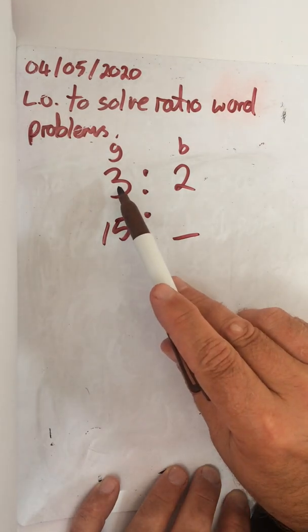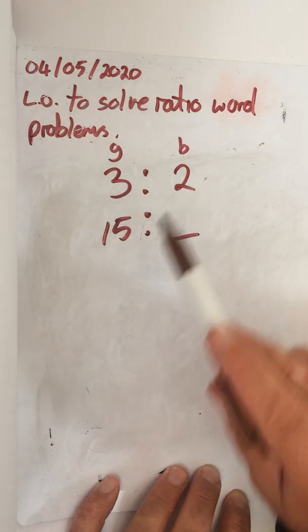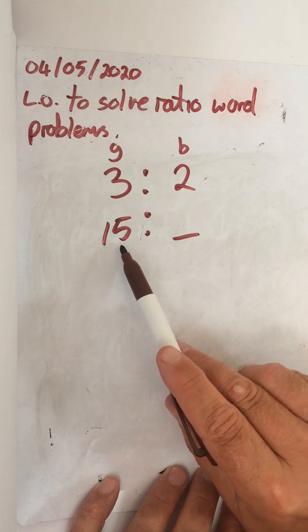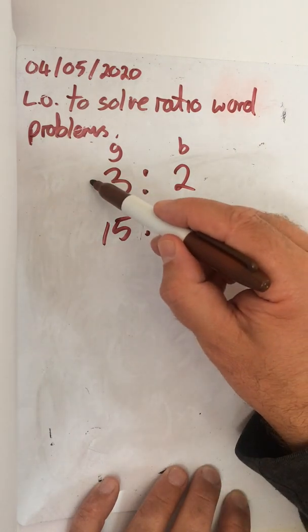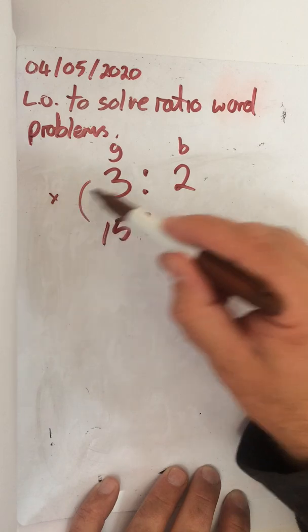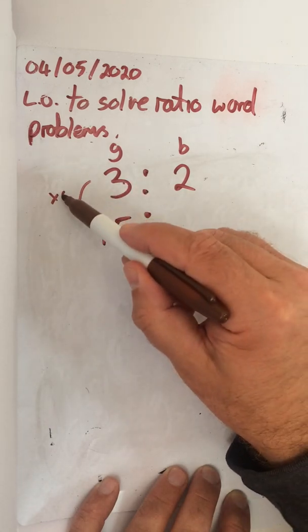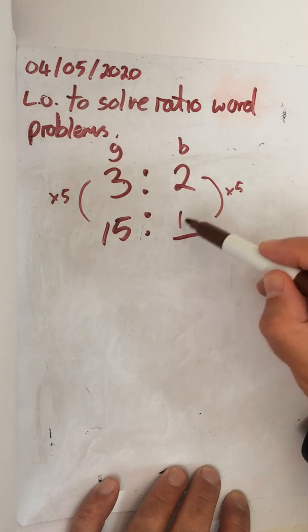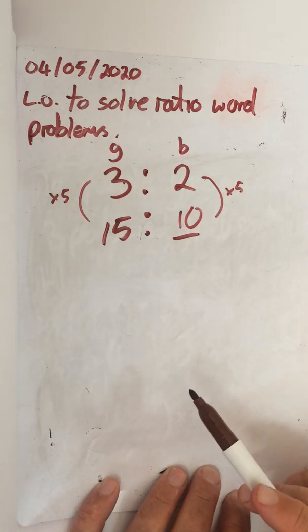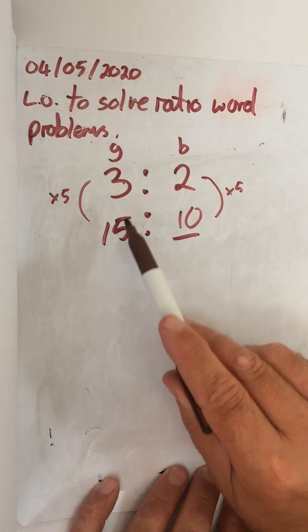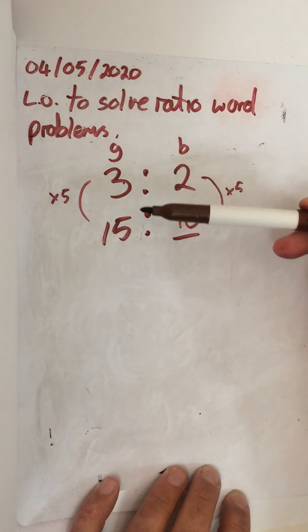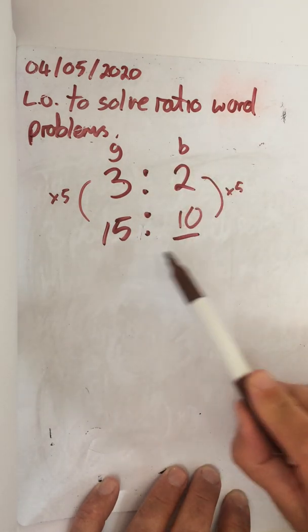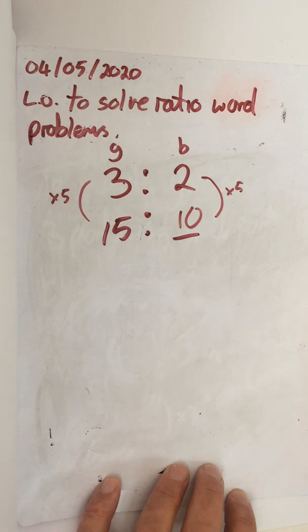So the ratio is 3 girls to 2 boys. Then there's 15 girls. So this is how I do this. How am I getting from the 3 to the 15? I'm timesing by 5. How am I getting from the 2? I'm timesing by 5. So I get 10 boys. So by expanding out a ratio, I can work out how many of each there are.